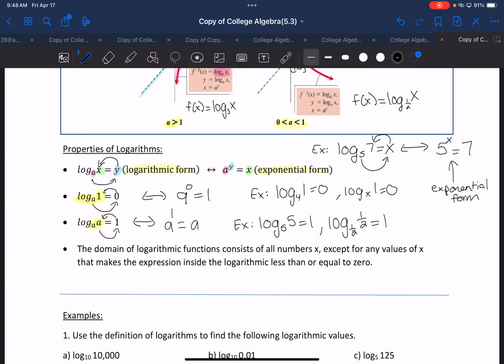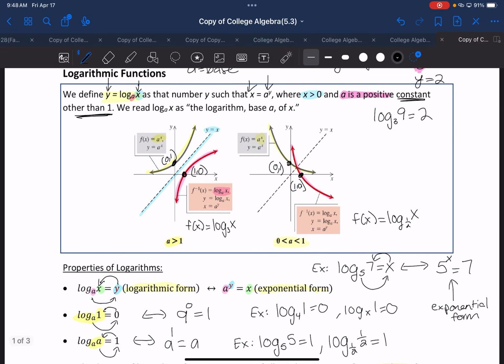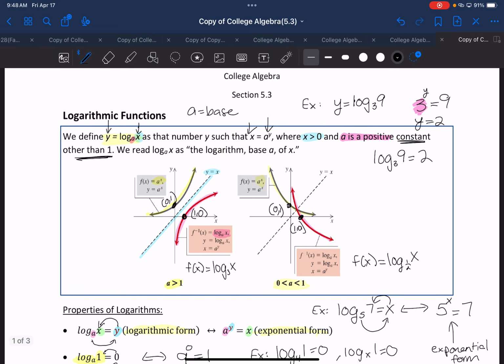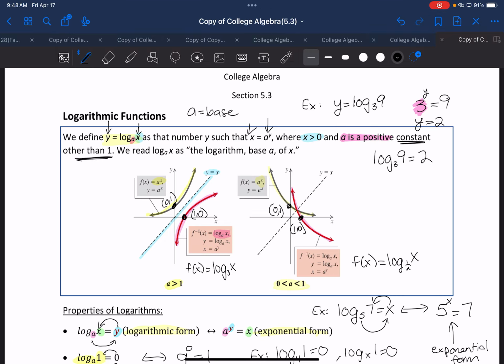All right, and then this last property says that the domain of a logarithmic function consists of all numbers x except for any values of x that make the expression inside the logarithm less than or equal to 0. So I already told you that the x inside the log has to be strictly greater than 0. It cannot equal 0 either, because no exponent will result in something being equal to 0, unless a was 0, but it's not.